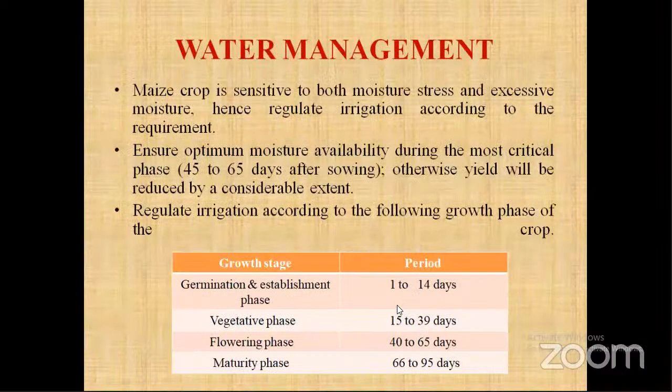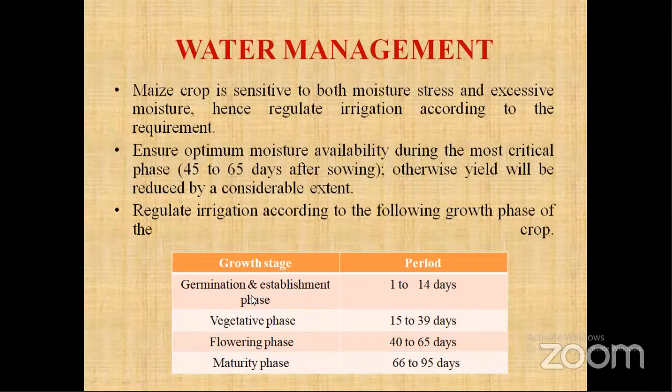And water management, as we discussed, maize is sensitive to both moisture stress and excessive moisture. Excessive moisture is nothing but waterlogging conditions. So we should avoid both types of stresses during growth. We should regulate irrigation according to the requirement and ensure optimum moisture availability during the most critical phase, so 45 to 65 days after sowing. At this stage, optimum moisture should be present, otherwise yield will be reduced considerably.